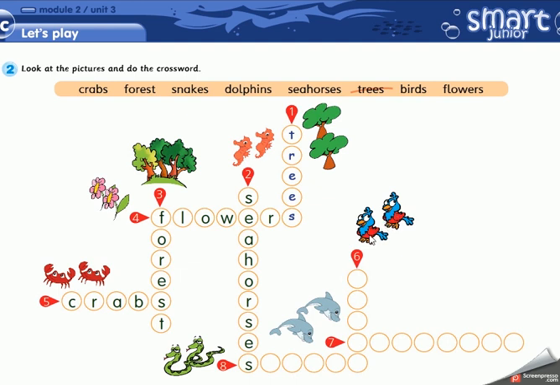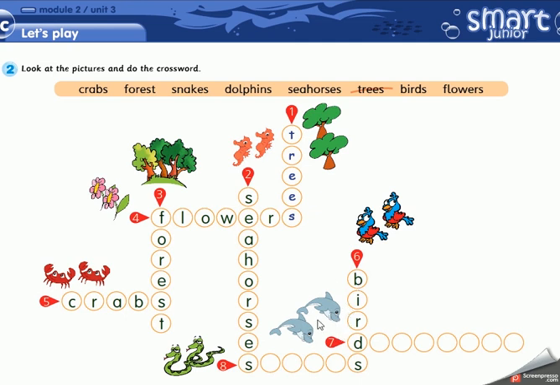Okay, one, two, two birds. Now let's find the word birds and write it down. No, this is snakes. No, dolphins, seahorses, trees, and here we have birds. Now let's write it down. Come on, spell it for me, please. B, I, R, D. Very good. And S. Thank you. Good job. Let's see number seven.